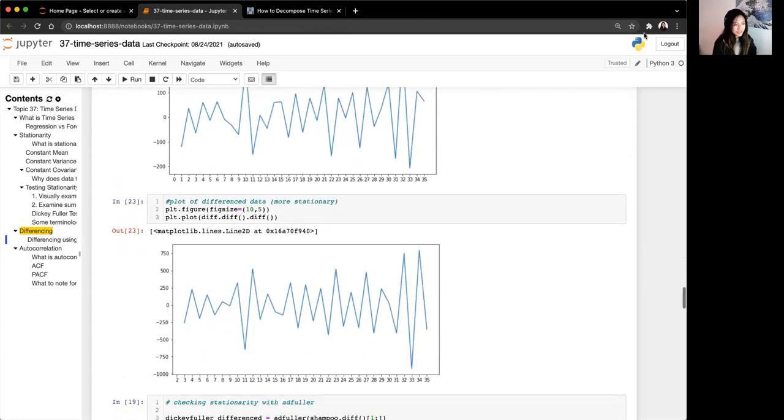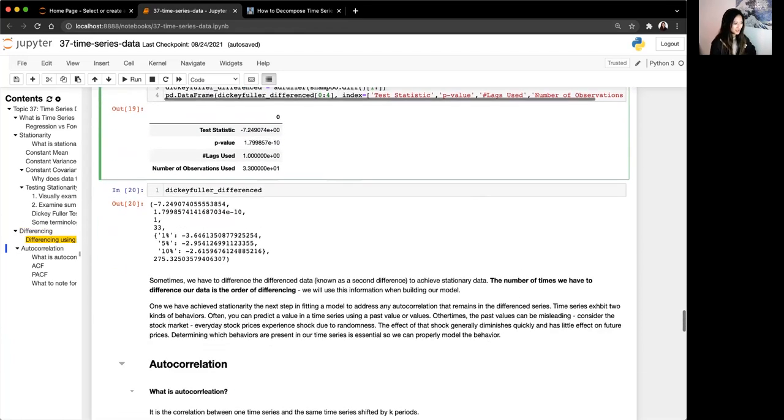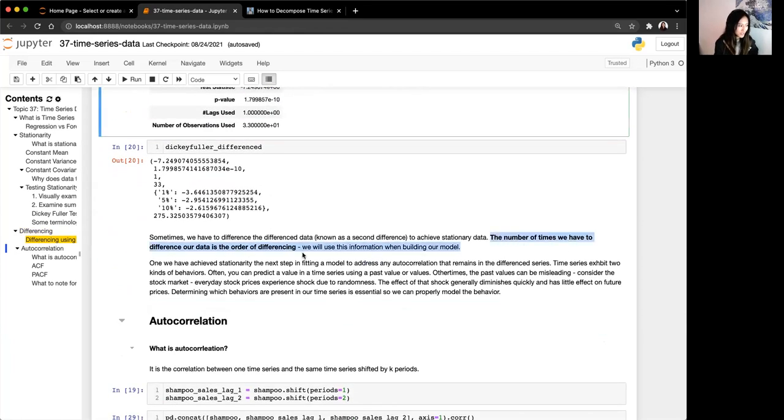Cool. All right, so differencing removes trends, and it's a pretty efficient way to remove trends as well. You might have to difference multiple times. Basically, just difference until the Dickey-Fuller test says it's okay. The number of times that you difference your data is the order of differencing.